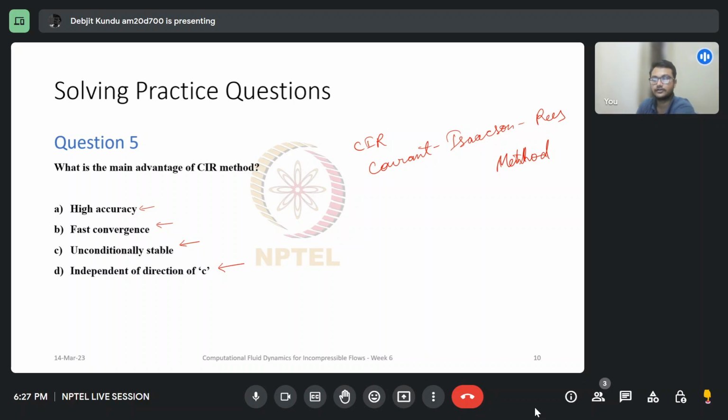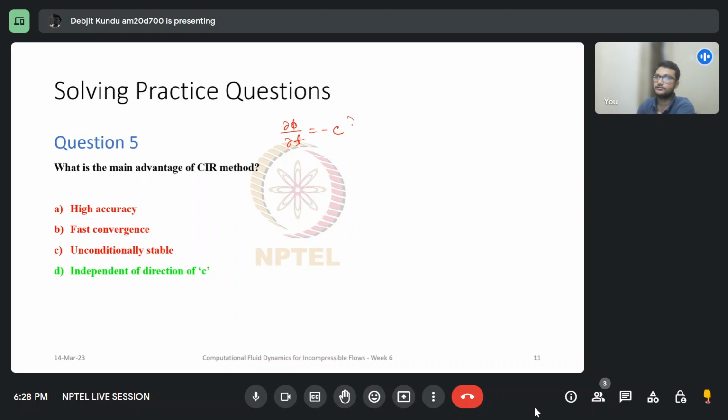Okay, so let's have a look at the solution. The solution is option D, independent of direction of C. So how this CIR method works is we start with the original model equation for hyperbolic equations, which is ∂phi/∂t equal to minus C ∂phi/∂x.